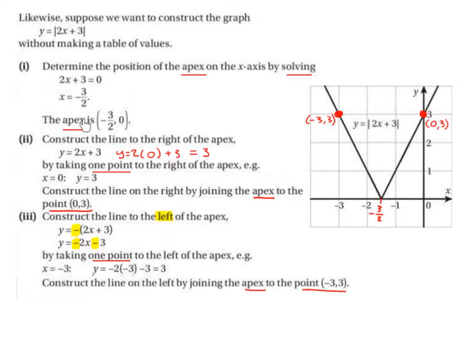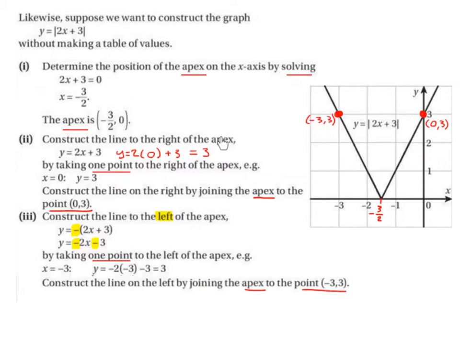The apex is therefore going to be minus 3 over 2, comma 0. So if this is x, and we let our equation equal 0, then this is our x value, and 0 is our y value. So the apex, or the minimum point of our graph, is minus 3 over 2, comma 0. So here's our x-axis, and this is minus 3 over 2, so minus 1.5.